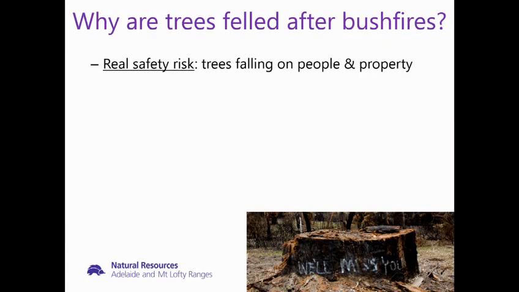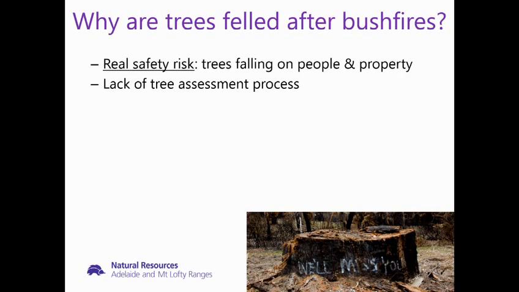So firstly, and importantly, trees are removed after bushfires because some trees do present a very real safety risk, whether it's to firefighters, to property owners returning to their properties, or to people travelling along those roads. So it is very important that that is done. But we've also acknowledged that there seems to be a lack of a process during bushfire events in terms of how you go about assessing burnt trees.